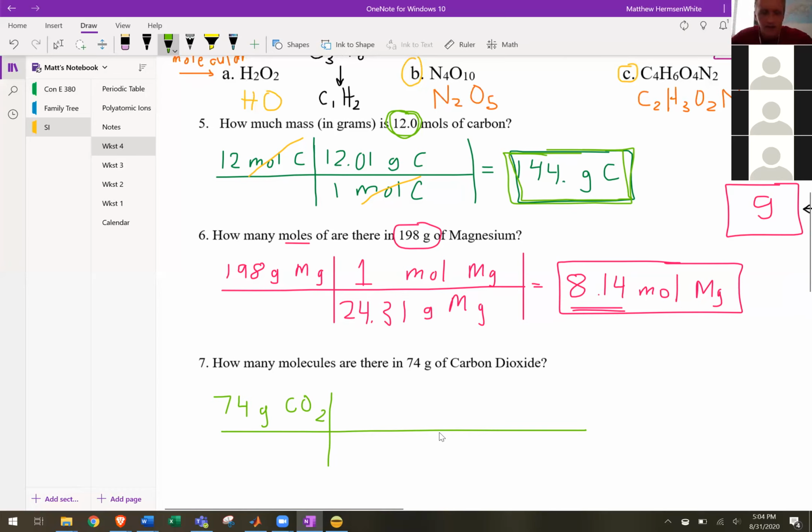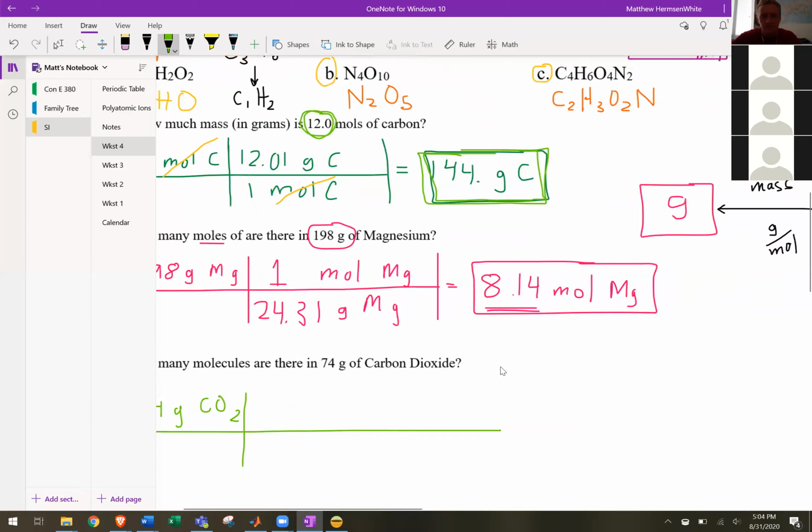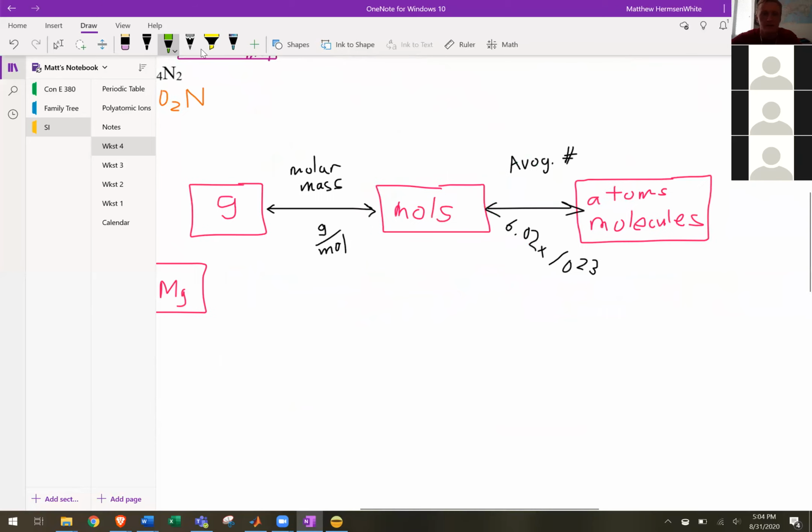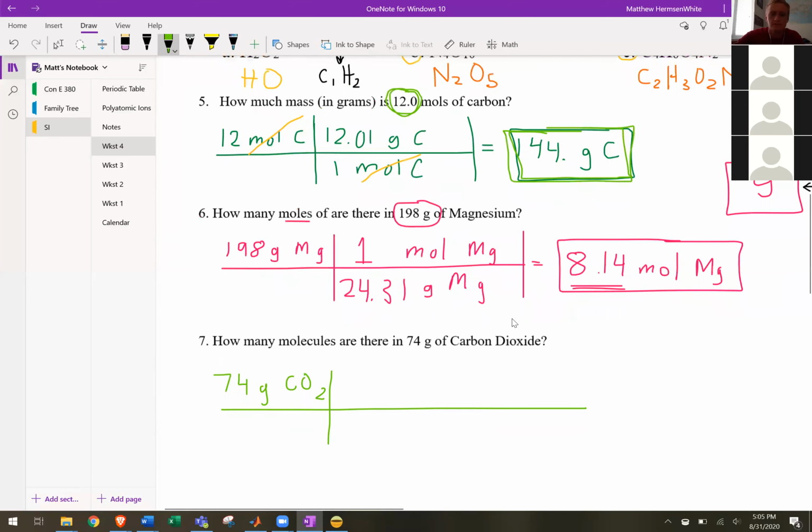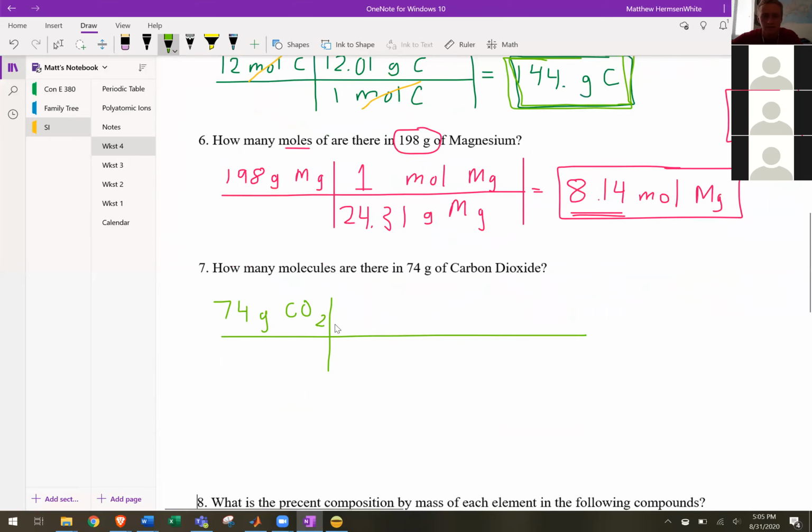Great. Okay, so we got 74 grams of carbon dioxide. So let's look back over here at our pathway. We can't go from grams to molecules. We have to go from grams to moles, then from moles to molecules. So we're going to have an extra step in this one. So we're still going to want to put grams of CO2 on bottom and moles of CO2 on top.